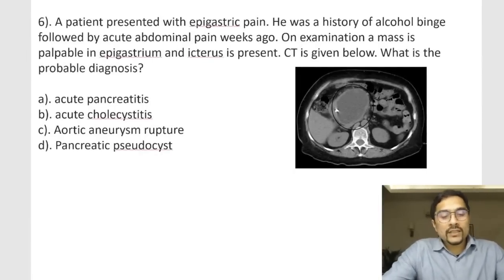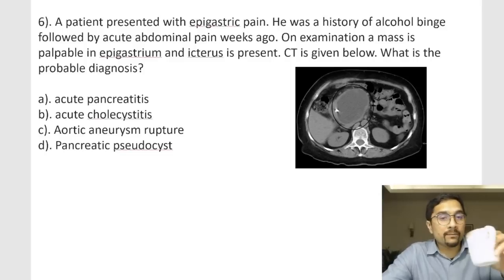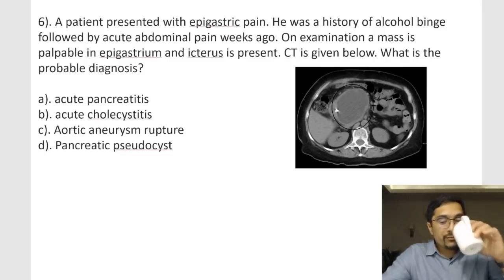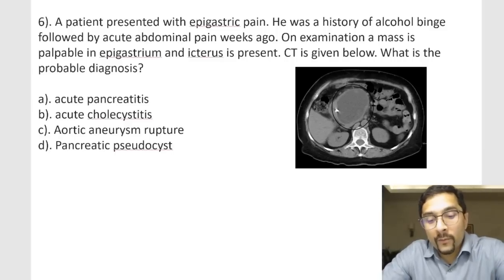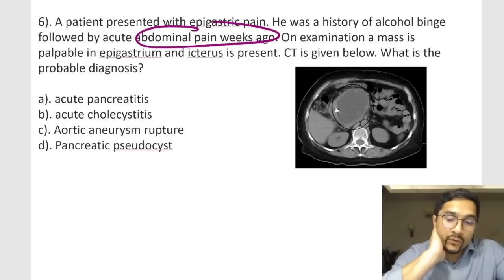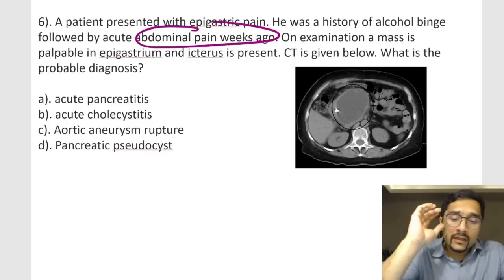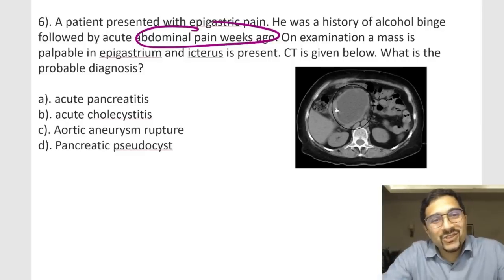This is a simple question. A patient presented with epigastric pain. There is a history of alcoholic binge followed by acute abdominal pain a few weeks ago. So they are saying that there was binge drinking, then abdominal pain a few weeks ago. Now the patient has come with a mass in the epigastrium and the CT is shown below.